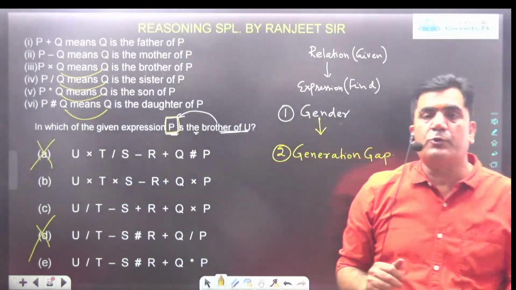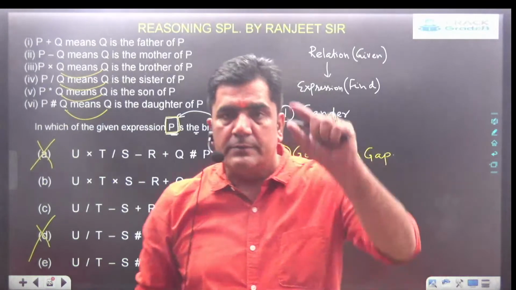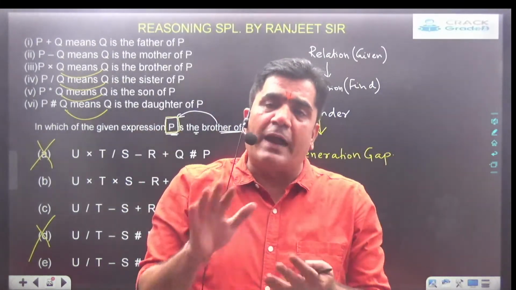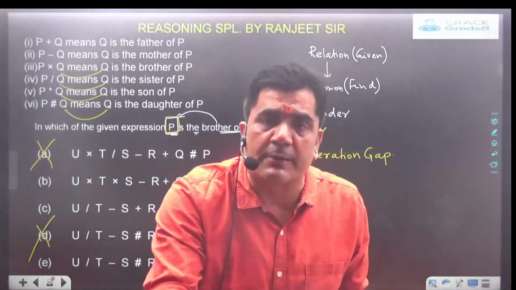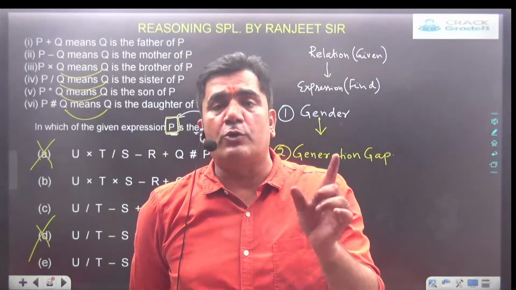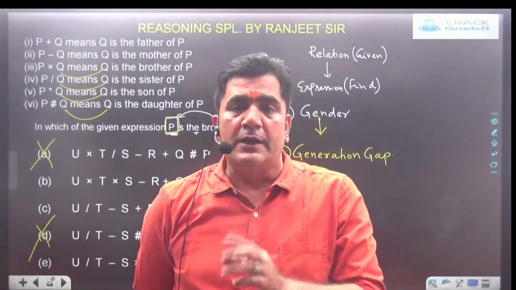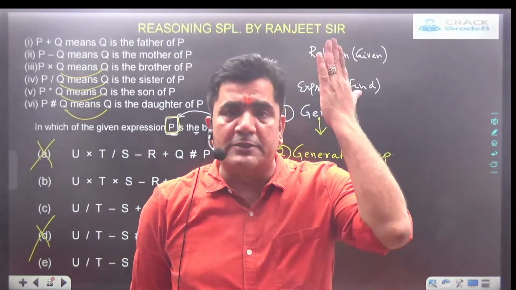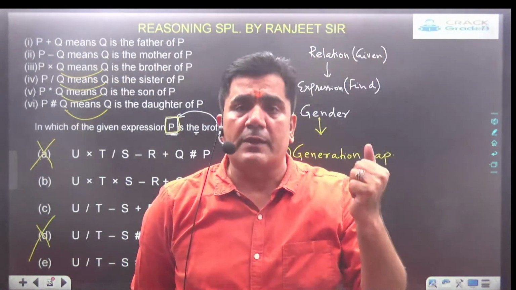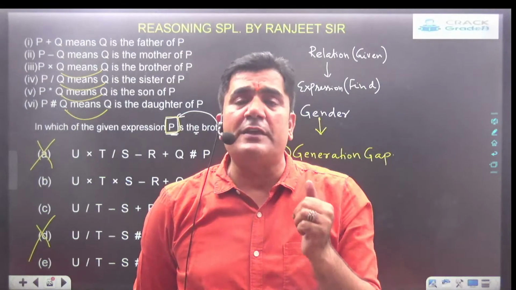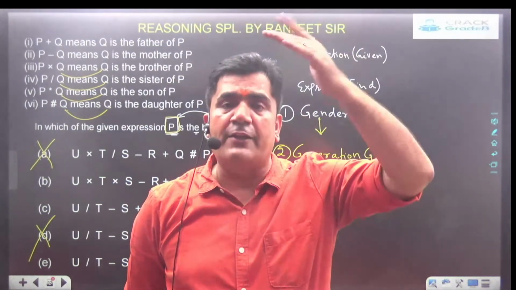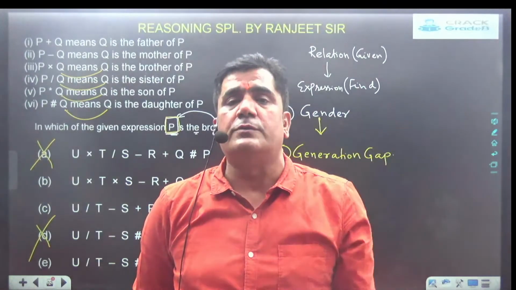As per the relation you have to put their generation gap with plus or minus. Suppose they have given daughter. So my daughter will be 1 generation after me. So daughter I am going to write minus 1. After means minus, before means plus, and 1 is the generation gap. Suppose they have given grandfather. So grandfather is nothing but 2 generations above. So grandfather I am going to write plus 2.